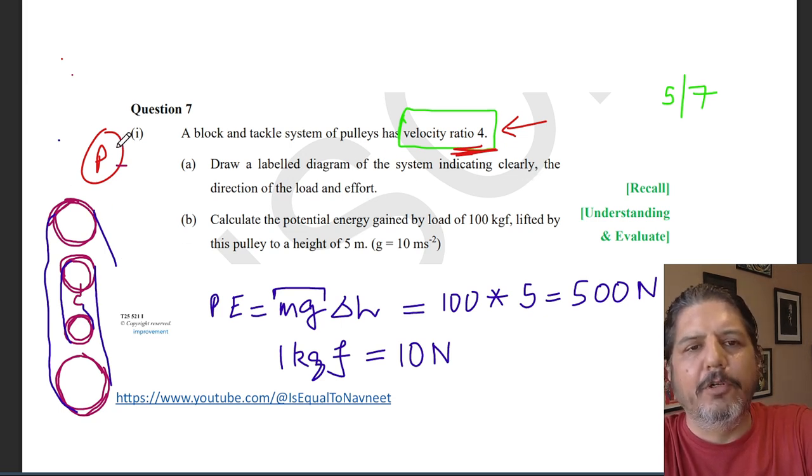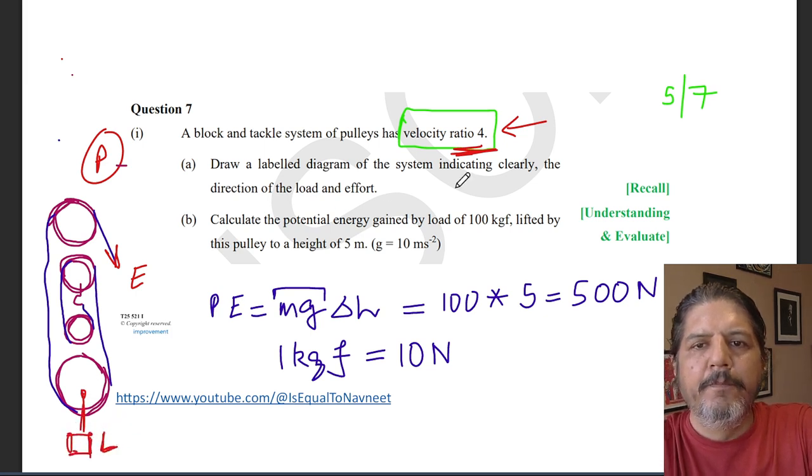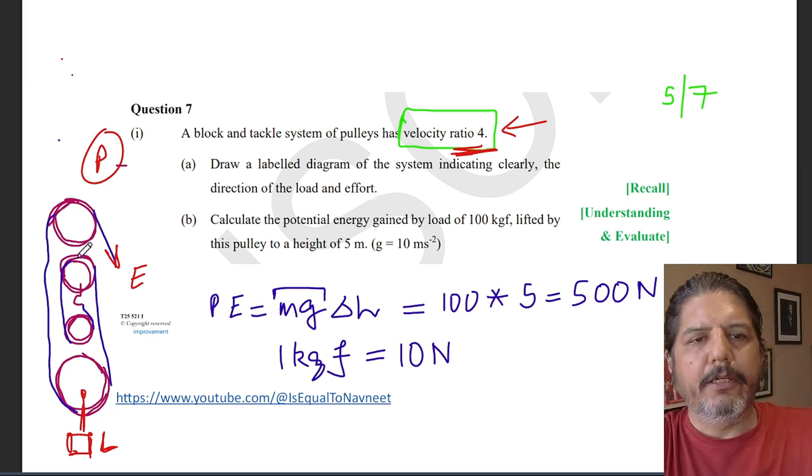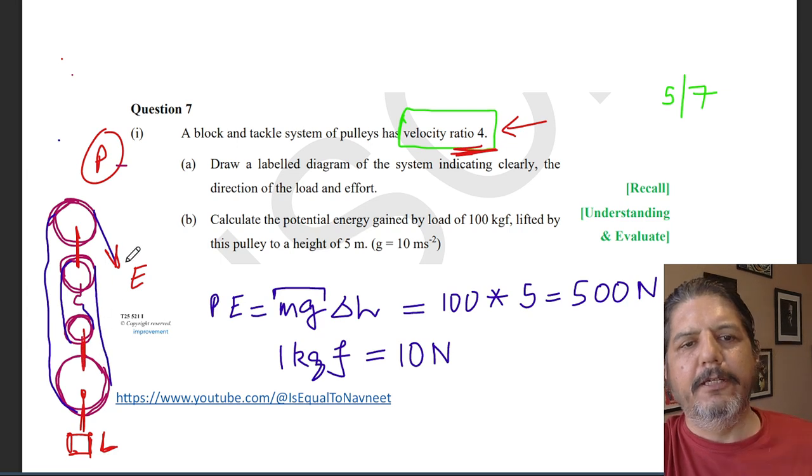This is how the diagram would look. I will be putting the effort here. Then there will be a load which will be here. So the direction of load and effort has been shown. These two would be connected. These two would also be connected.